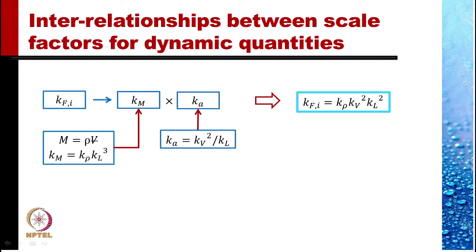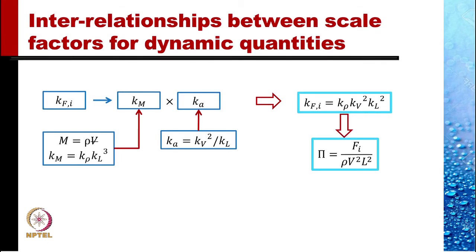So that Kf is equal to K rho Kv square Kl square. And from this, we obtained a pi number. So pi is equal to force divided by rho v square L square.